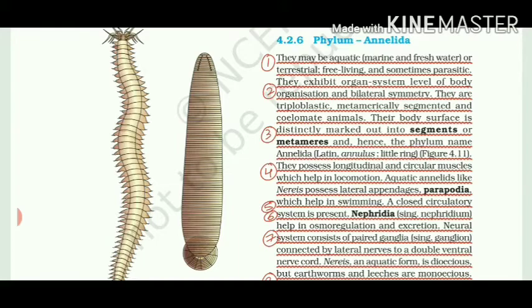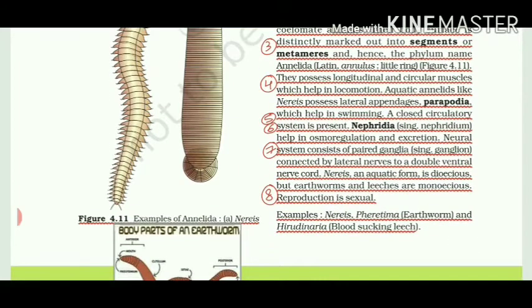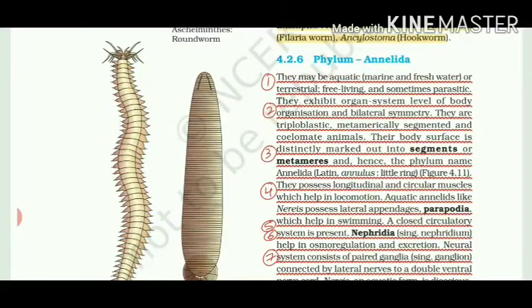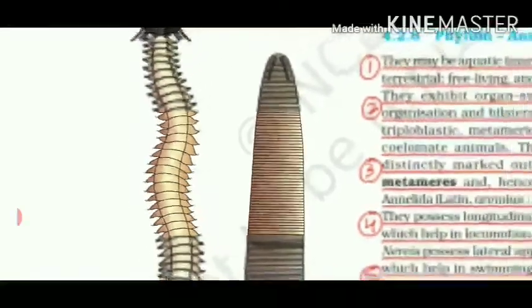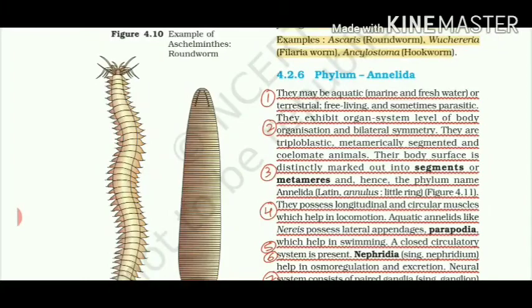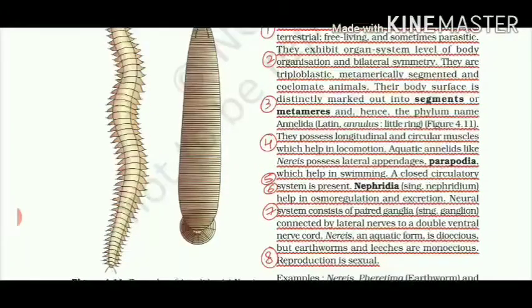There is one more example, Nereis. Part A is the Nereis diagram. In the case of Nereis, an aquatic annelid, they have some lateral appendages. If I zoom in, you can see structures on the sides which help them in locomotion, which are absent in earthworms or leeches. These appendages are called parapodia, and they can also help in swimming in water. Next point, a closed circulatory system is present.